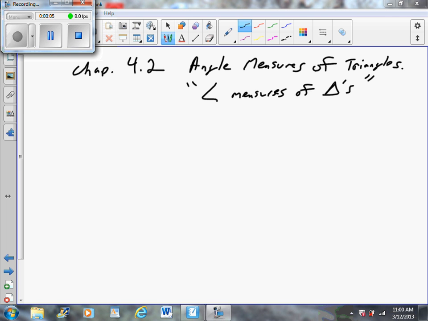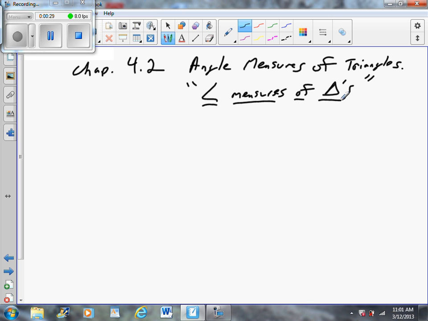Yes, sir. Now we're in chapter 4.2. We're looking at angle measures for triangles. Okay? Now, what I did first of all, the section in your book, it's headed angle measures of triangles. I went ahead and used some geometry shorthand. This is really what I want you to get used to seeing, and reading this just like it was that. Angle measures of triangles. Okay?